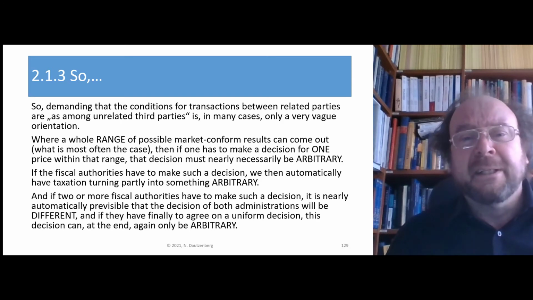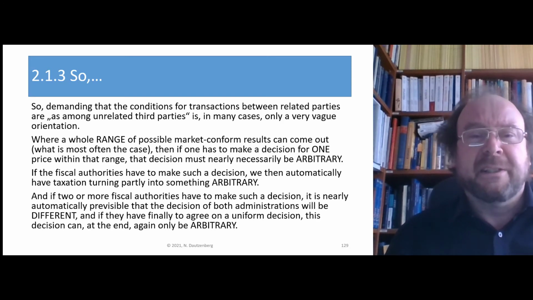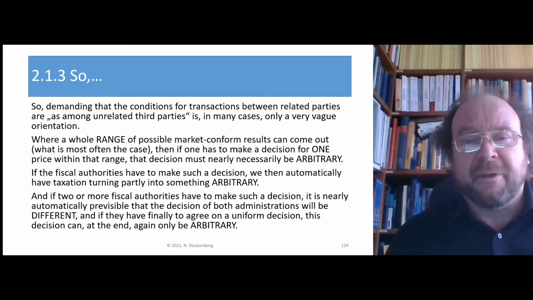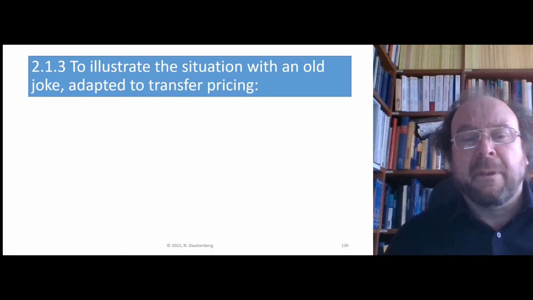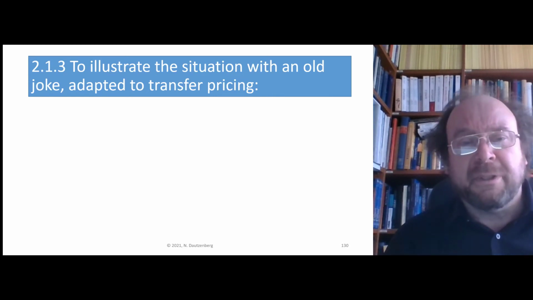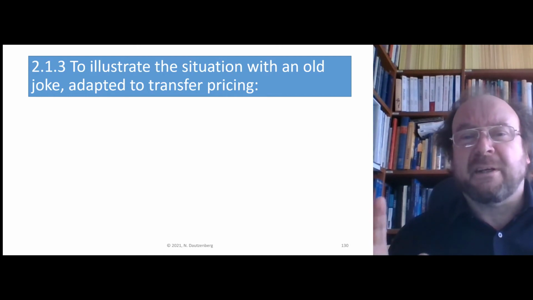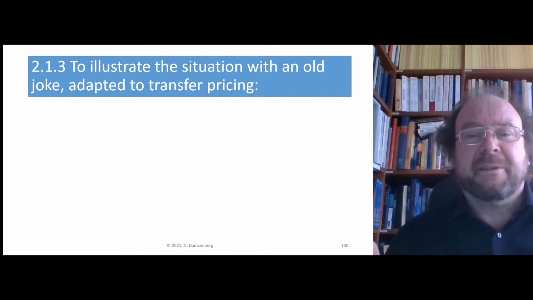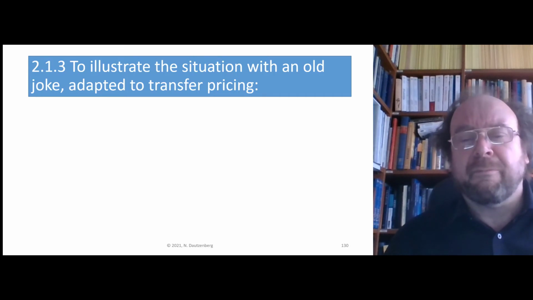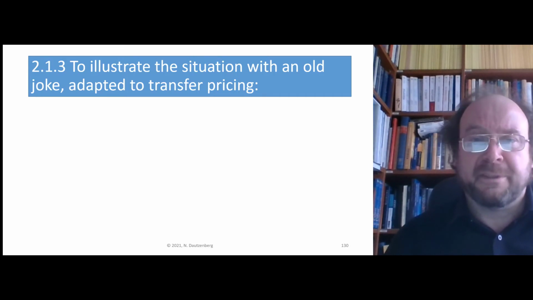So the whole thing is not really an example for what legal certainty should be and how tax laws should be written. You can illustrate what we really are doing here if you look through all the details. You can sum up what the law tries here with a very old joke, which one can adapt to transfer pricing.